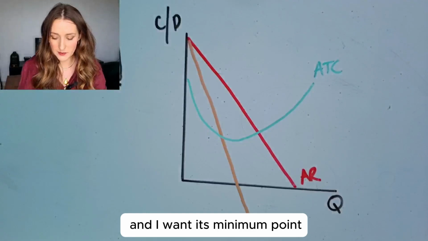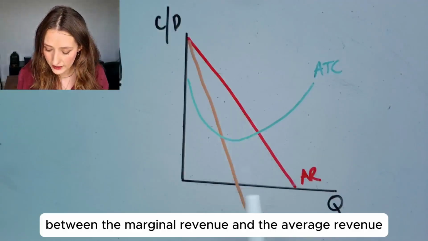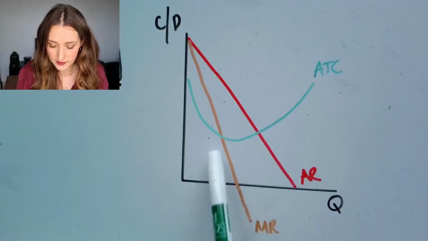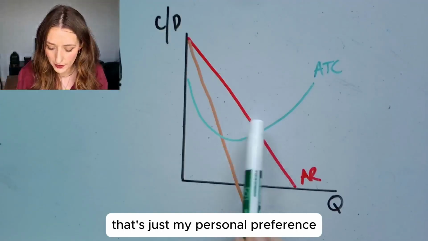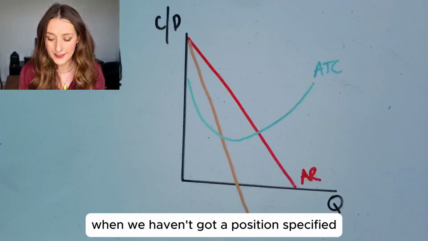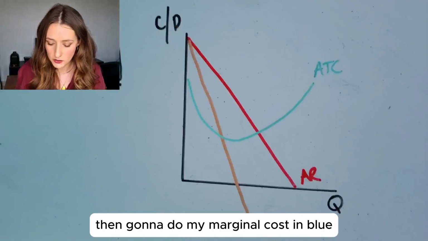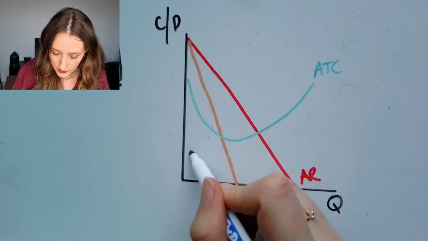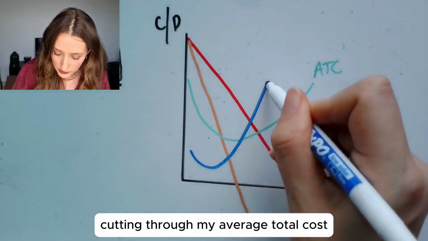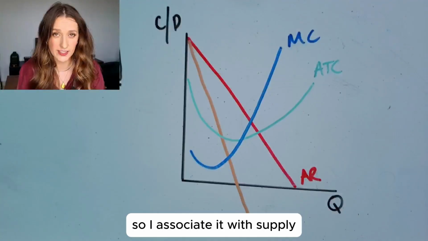ATC, and I want its minimum point, just for the sake of a neat, easy to read diagram, between the marginal revenue and the average revenue. That's not a rule, that's just my personal preference to keep neat diagrams when we haven't got a position specified for my average total cost. Then I'm going to do my marginal cost in blue, cutting through my average total cost at its minimum point, and I like to color code that in blue so I associate it with supply.